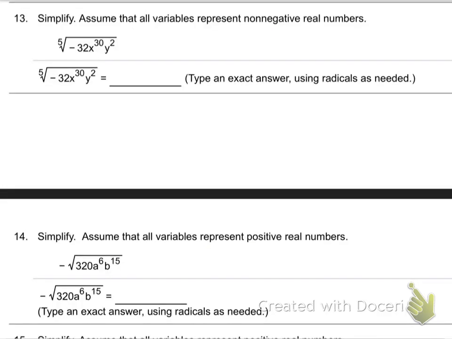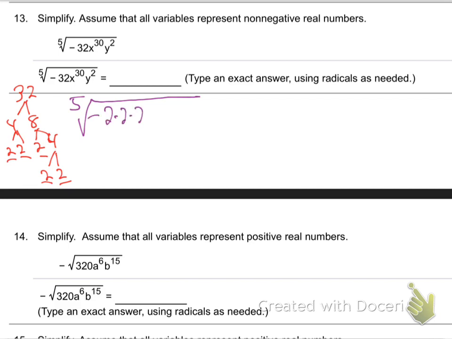Okay, so this one's a 5th root. I'm going to break that 32 down. Maybe we'll do the 32 over here. 32 is 4 times 8, 2 times 2, 2 times 4, 2 times 2. So 5 2s. So then what do we have here? We have the 5th root of 5 2s. We have negative and then 5 2s. Okay, and then 30 x's and 2 y's.